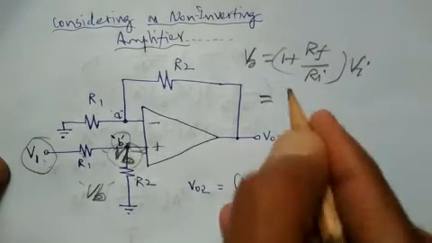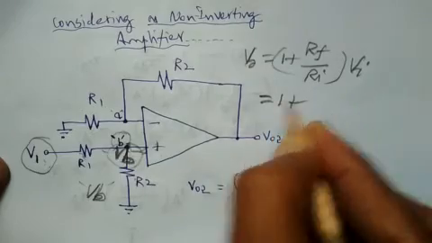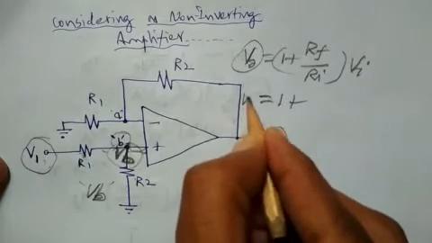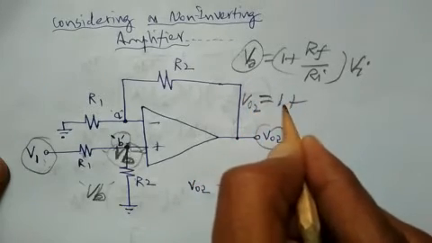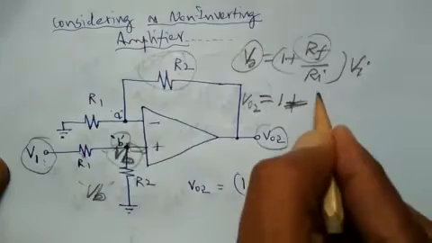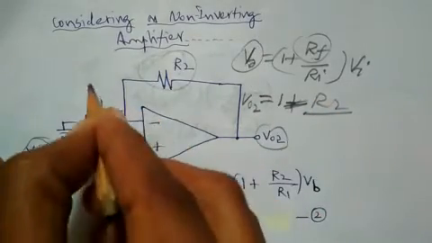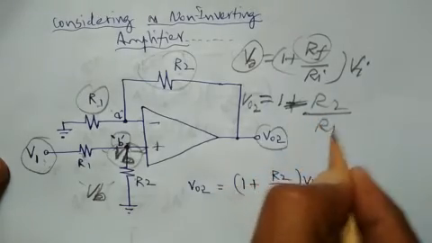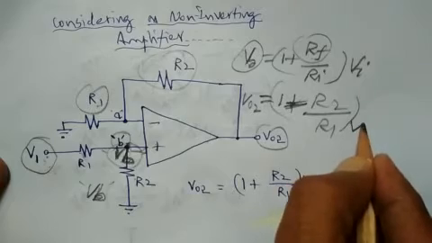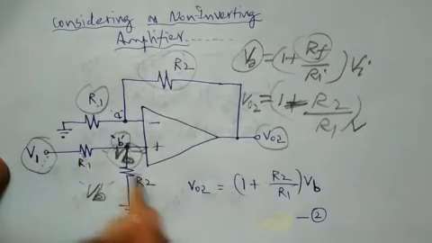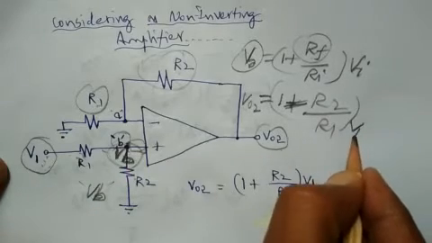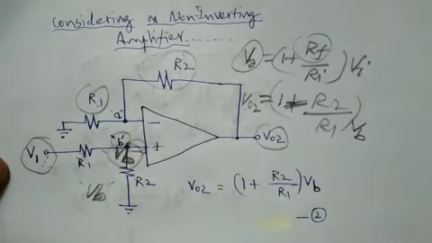Here, instead of Vout, the actual output for this particular circuit is Vout2 equals 1 plus feedback component, which is R2, divided by input component, which is R1, into Vi. Here it is not V1. V1 is given to this R1 R2 potential divider and it has been converted as VB. That's why we have to put this as VB.